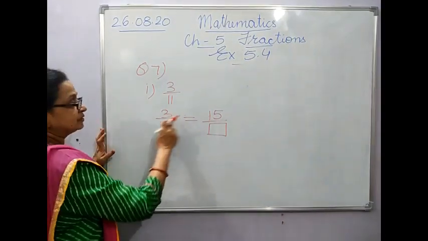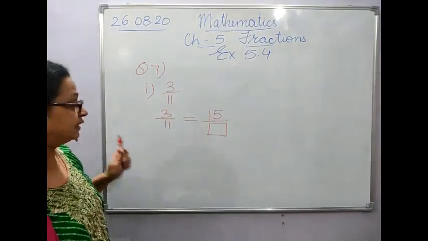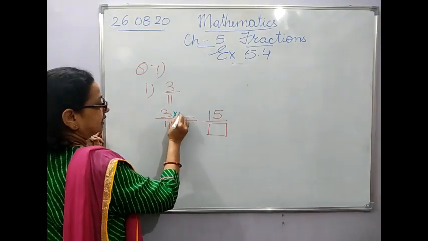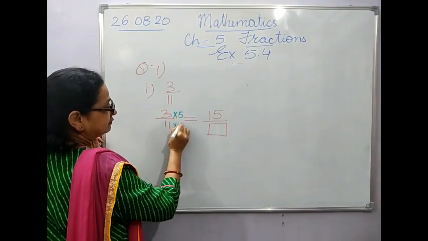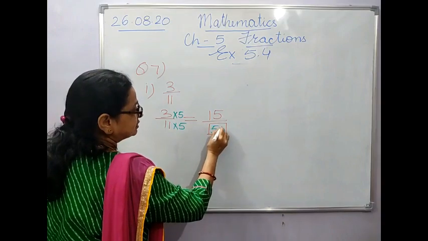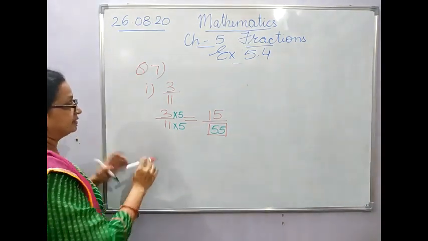Again, this side is bigger. So what have you multiplied over here to get 15? It is 5. So here also it will be 5. So your answer is 55. See the next one.